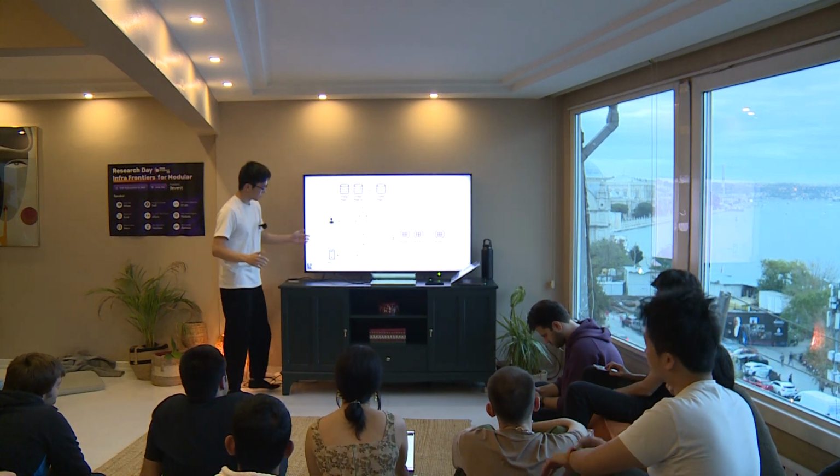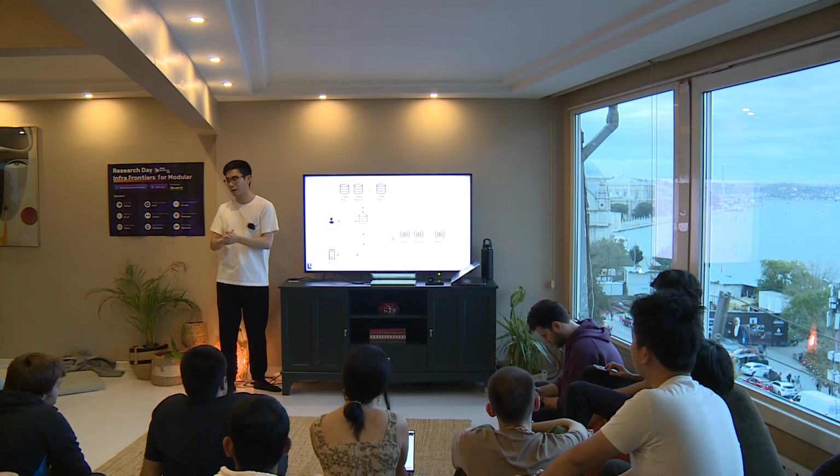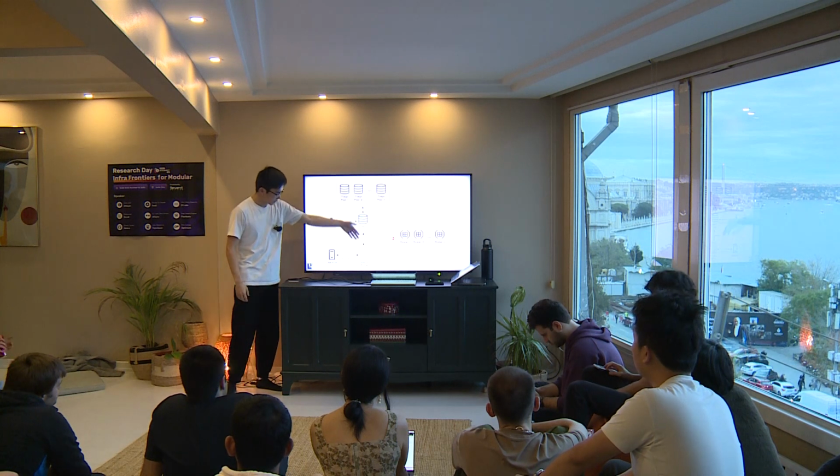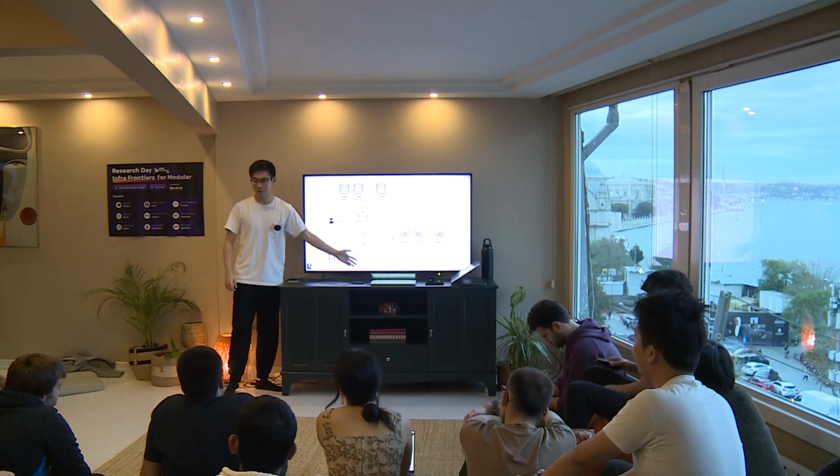So this is how you withdraw from the system. The staker would basically tell the token pool, hey, I want to withdraw. The token pool is going to check with the delegation manager to see which operator the staker is delegated to, right?